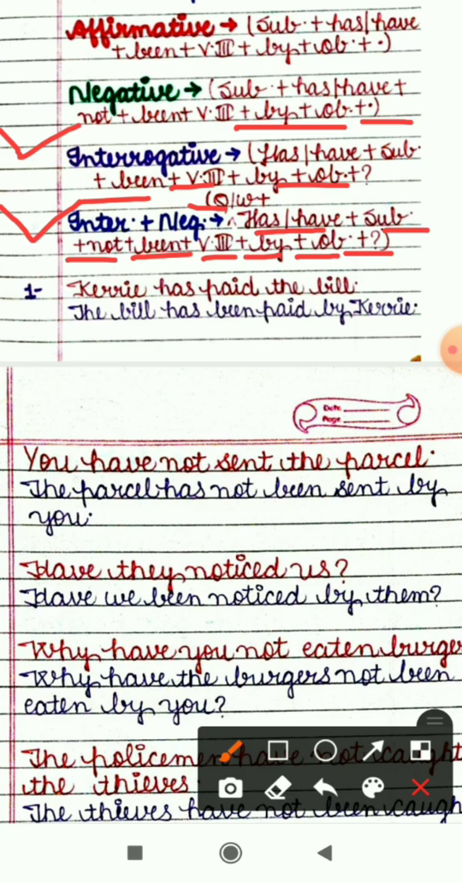Now let's see some examples of present perfect tense which we have to change into passive voice. First sentence is Carrie has paid the bill. Here the subject is Carrie and what is the object? The object is bill. That means in passive voice our new subject will be bill, which is singular, and with that we will use has been. The bill has been paid by Carrie.